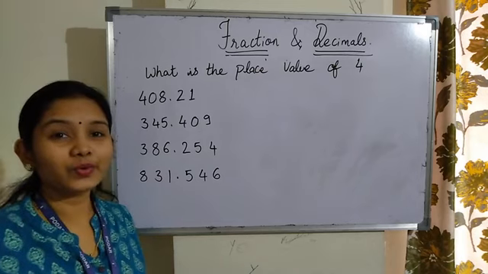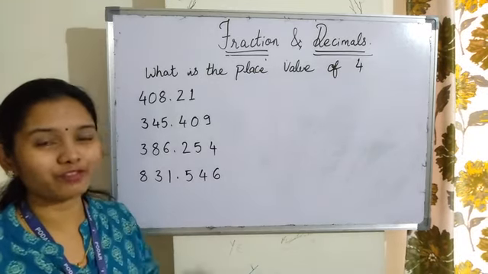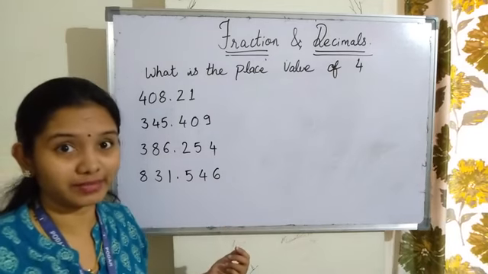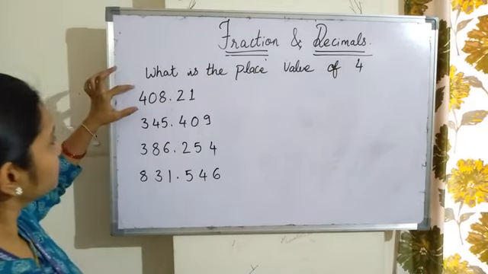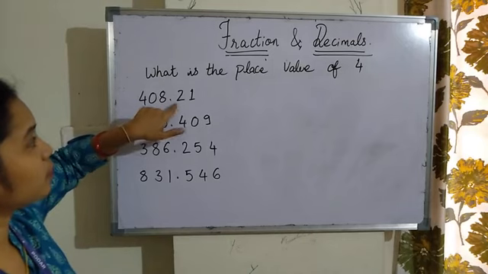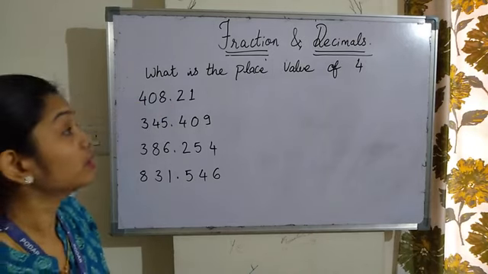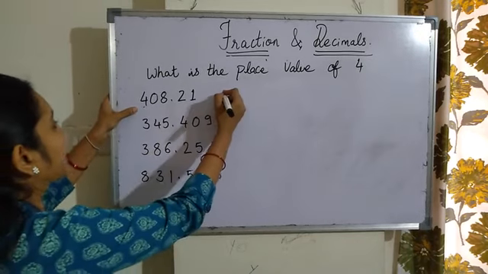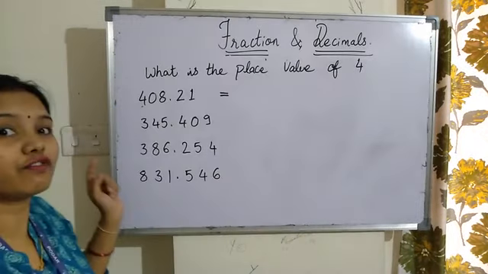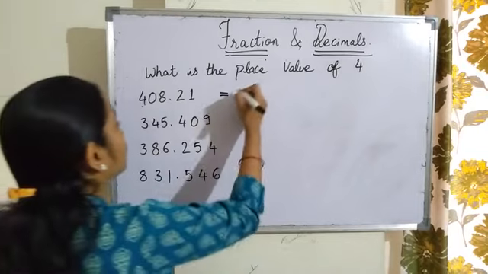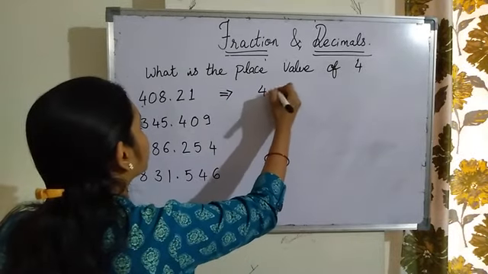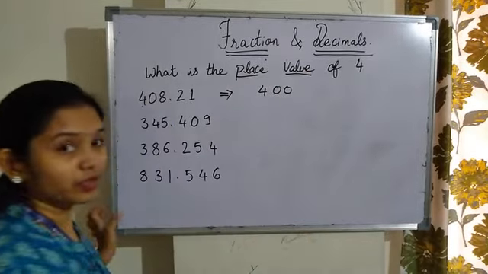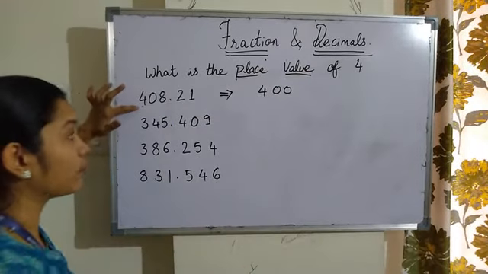Now we will learn how to write the place value of a desired digit from the given decimal number. Now I am having a number 408.21. What is the place value of 4 in this number? 4 is in which place? Hundreds place. So the place value of 4 will be 400.